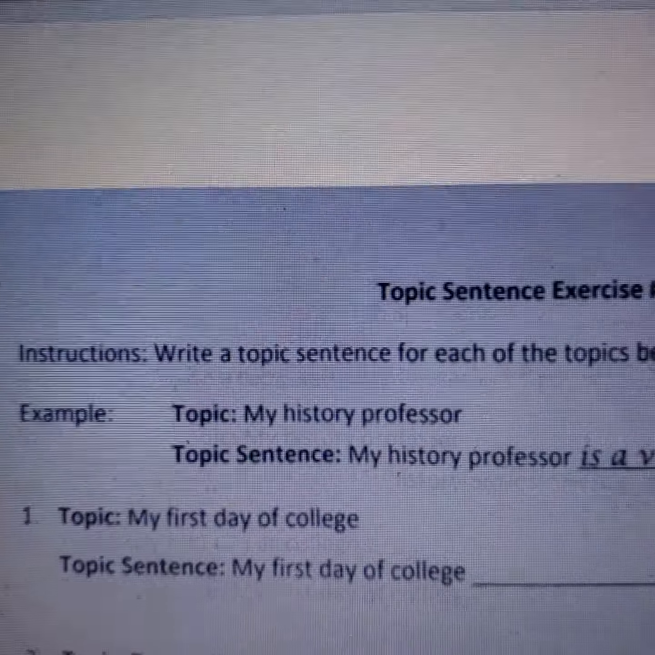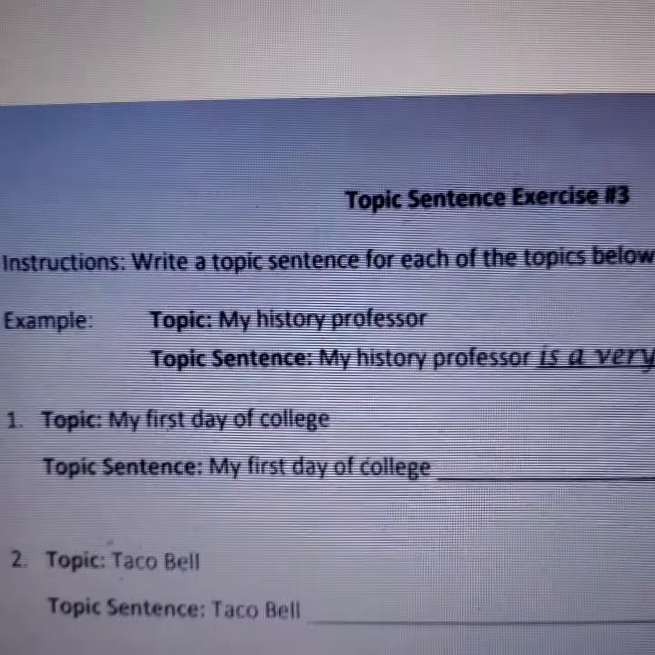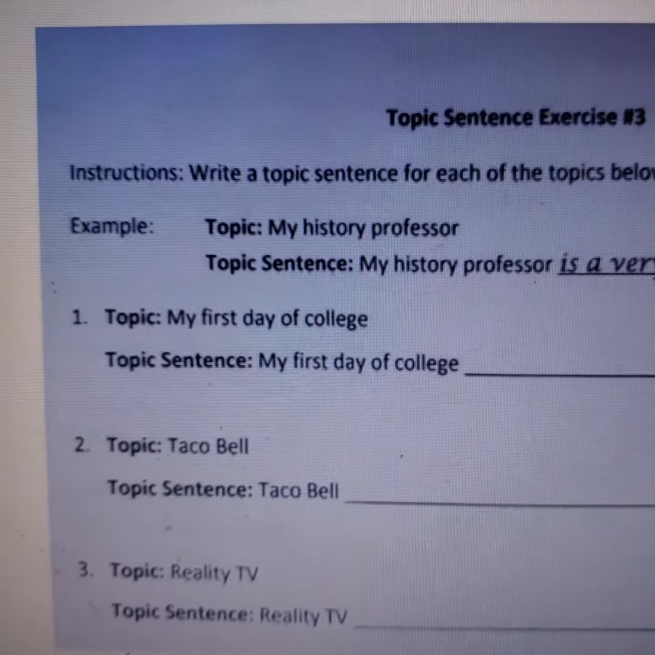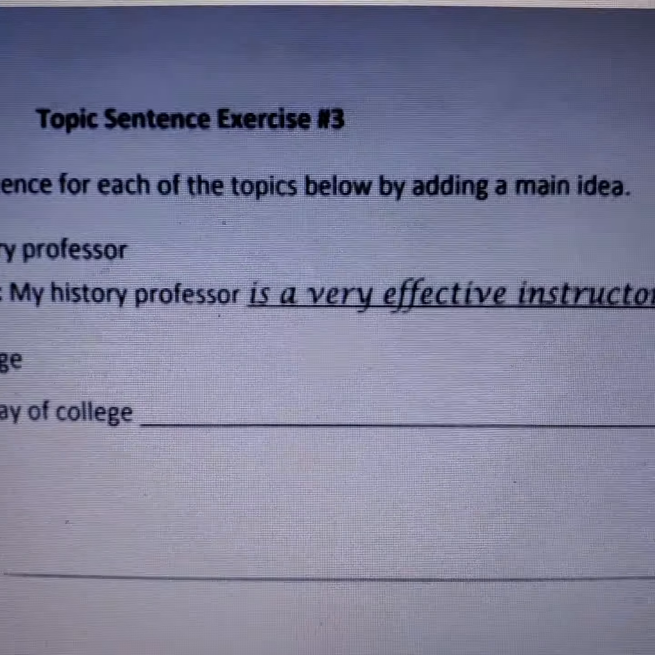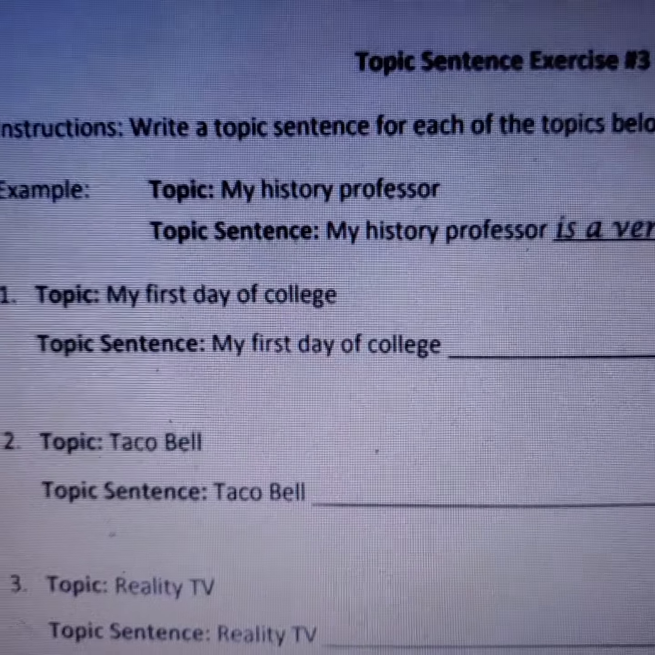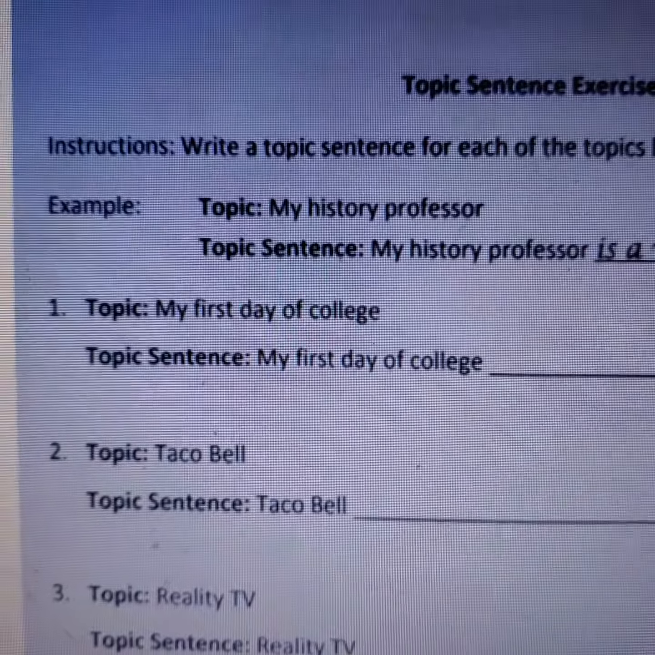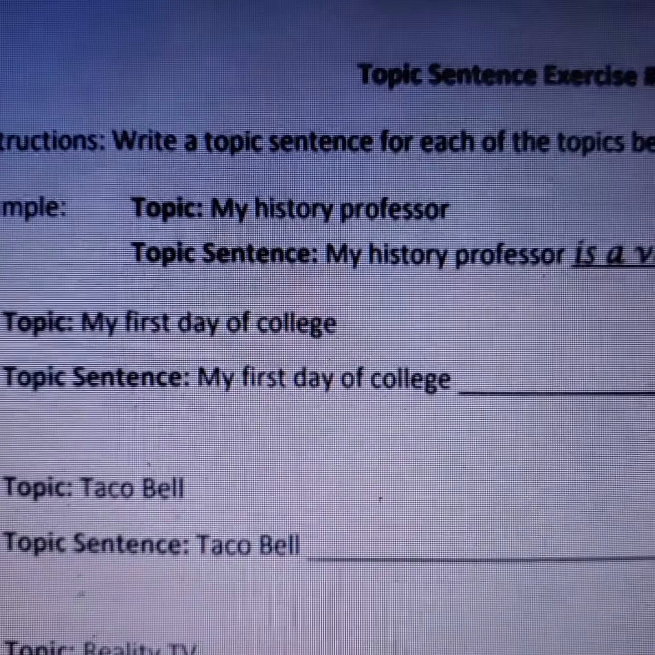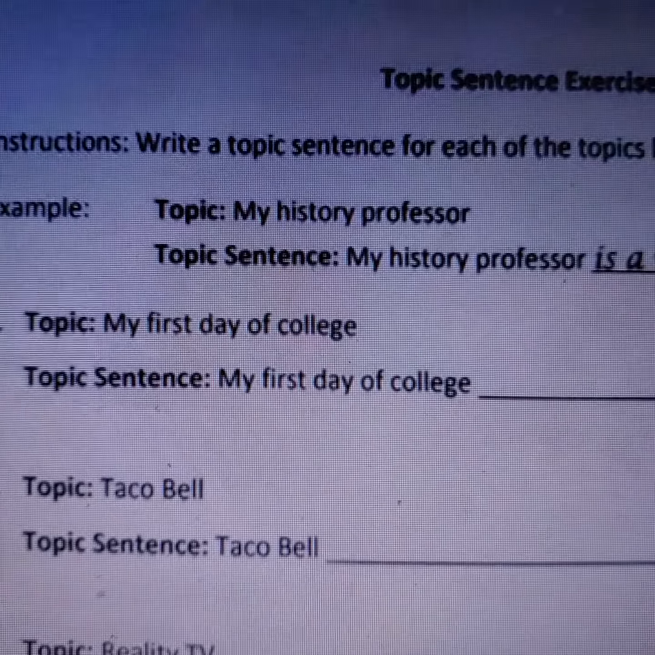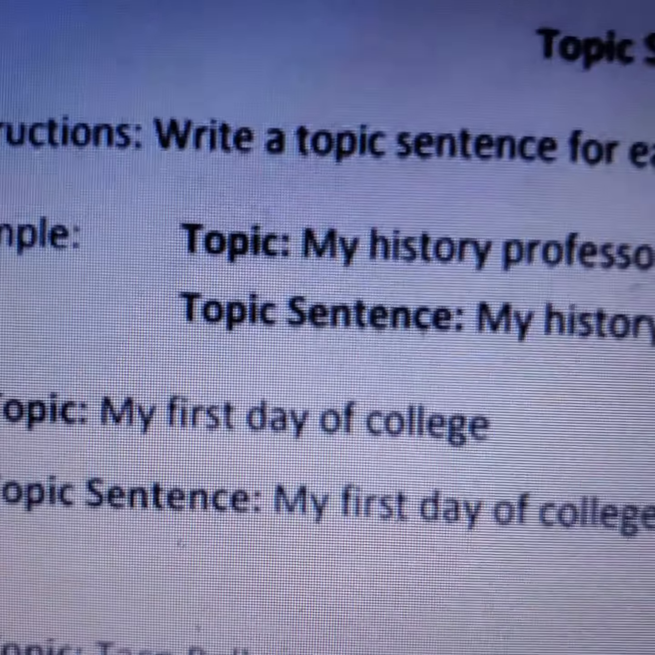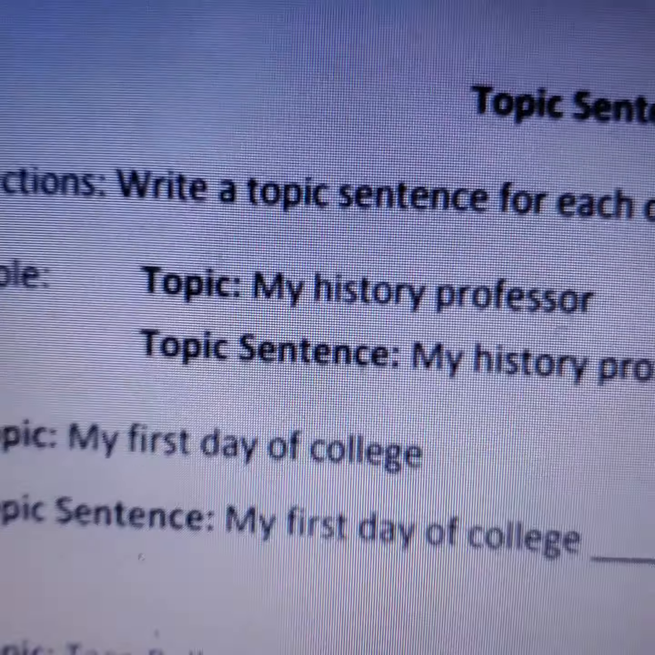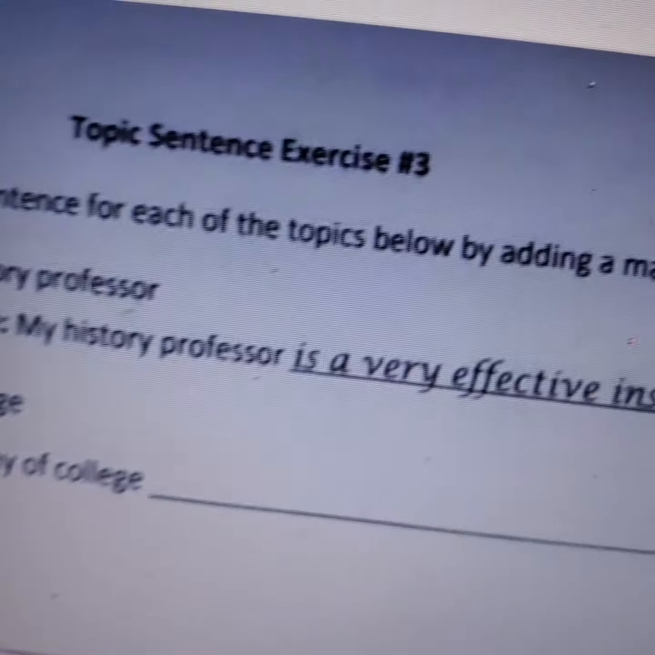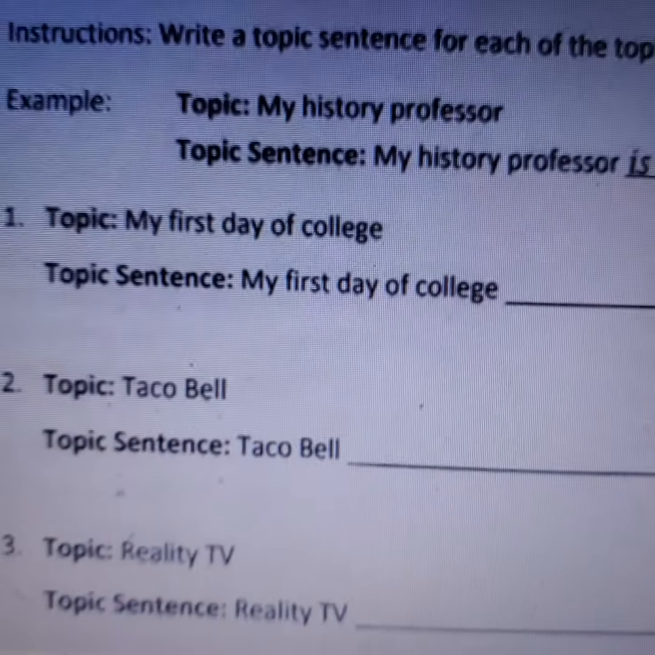Okay? The next thing that we did in class was something like this. It's a topic sentence exercise. It says, write a topic sentence for each of the topics below by adding a main idea. And then we did this. So my topic is my history professor. Notice that it doesn't give me anything afterwards, but it's asking me to extend or make the sentence better. So, topic sentence, my history professor. And they give you an example. My history professor is a very effective instructor.